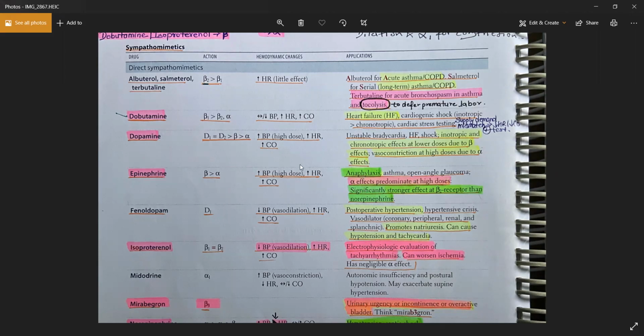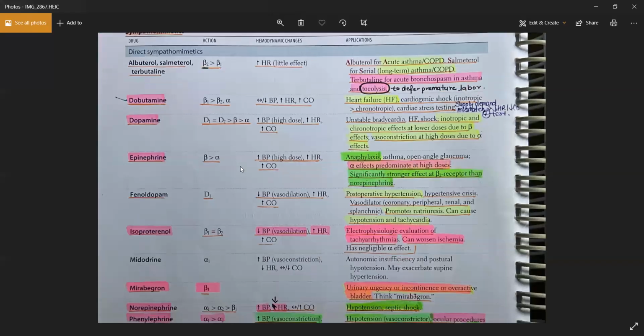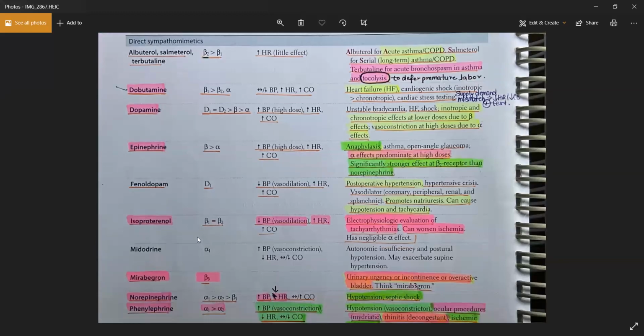At a higher dose, you can get an increase in the blood pressure, and by direct stimulation of the beta 1 receptors, you can get a high heart rate and a high cardiac output. Okay. So that's all about these agents which have a predominant beta effect.